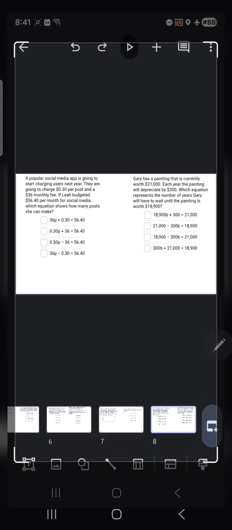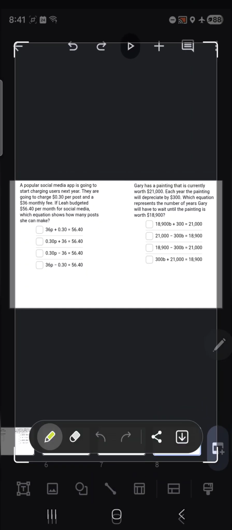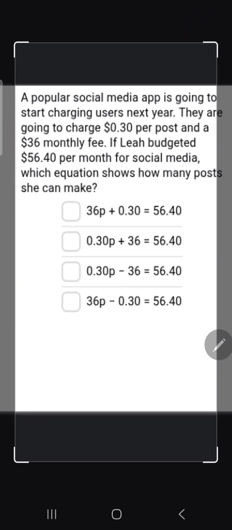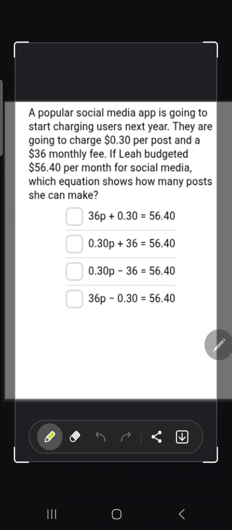A popular social media app is going to try and start charging users. They are going to charge 30 cents per post and a $36 monthly fee. So, 30 cents per post, we're going to have to look for it being 30 cents times p. So this one doesn't have that, so that's out. And this one doesn't have 30 cents times p. It's either one of these.